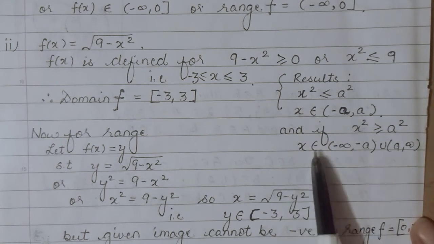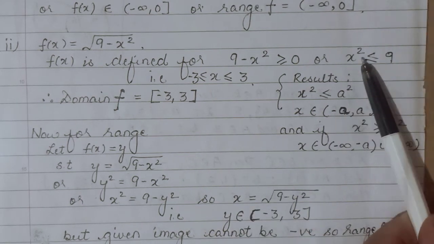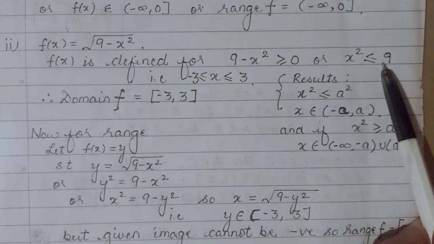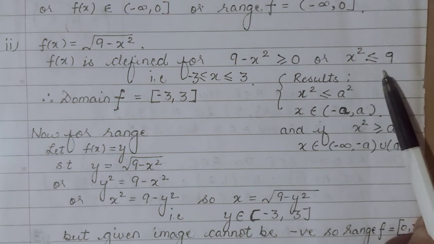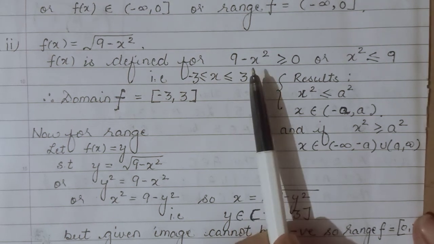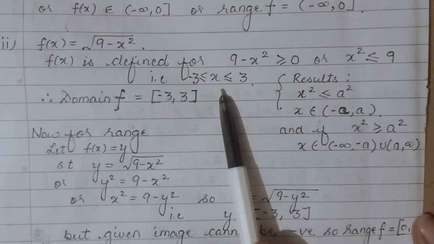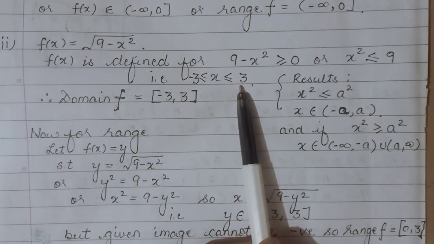Okay, so these two results you can learn to be able to solve it. As we got out here, x square is smaller than or equal to 9, which is 3 square. So x should be from minus 3 to plus 3. That is how you'll get the solution of this inequality. So this inequality solution would be that x would range from minus 3 to plus 3.